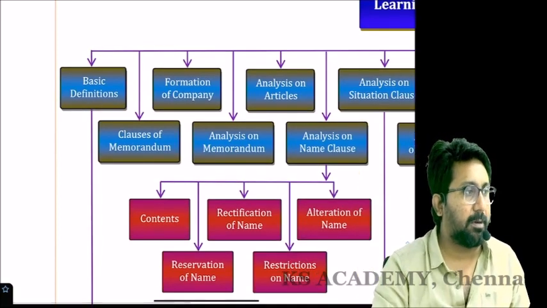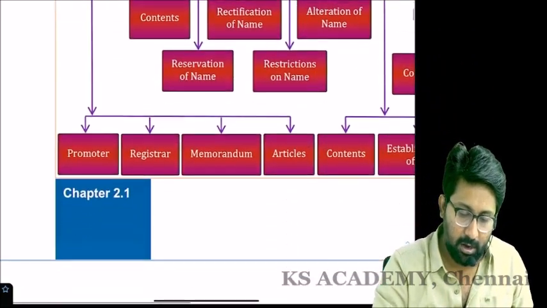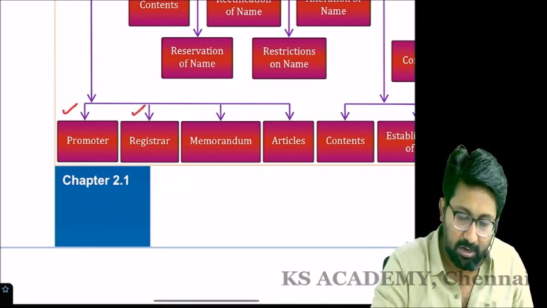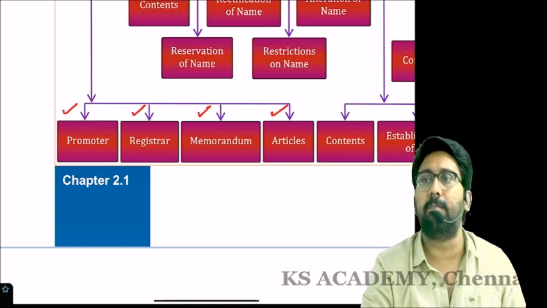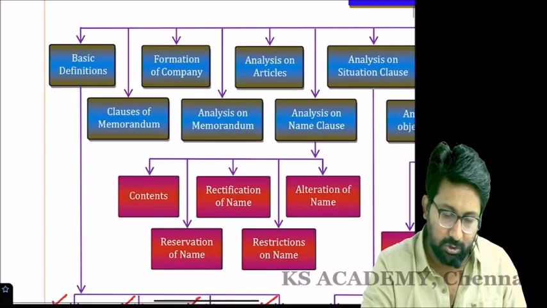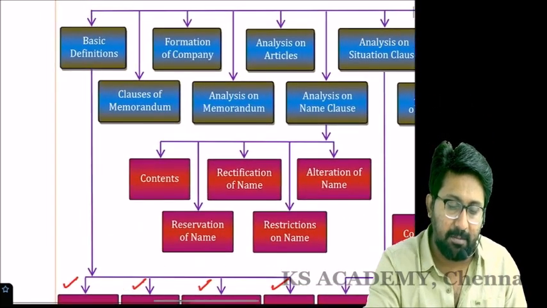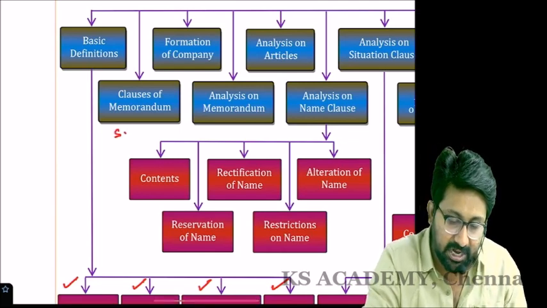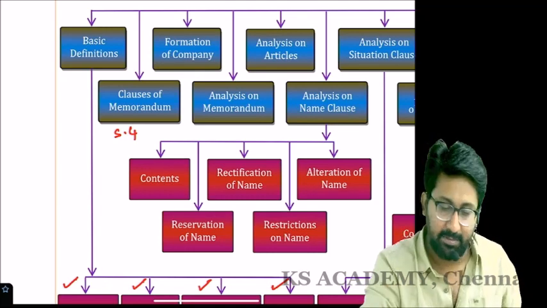What is the first one? Can you please read for me? How many are there? First one, promoter, registrar, memorandum, articles. Completed, not yet completed? You should tell me now. Clauses of memorandum basics. Had we completed or not? Which section? Section number 4. Just now we completed. Over.